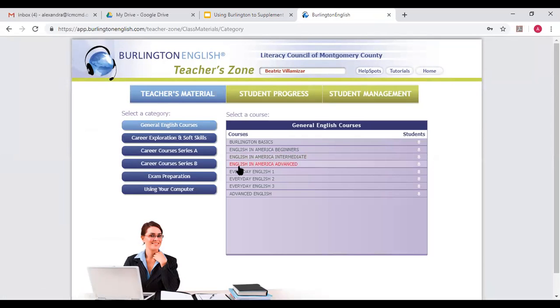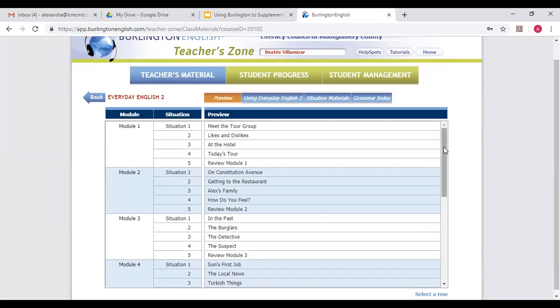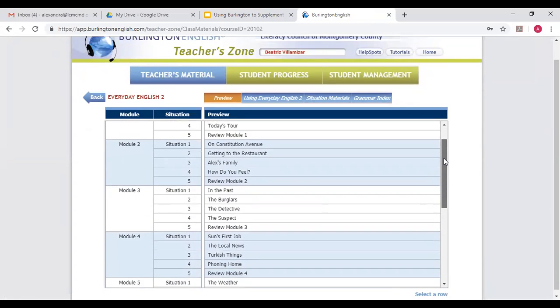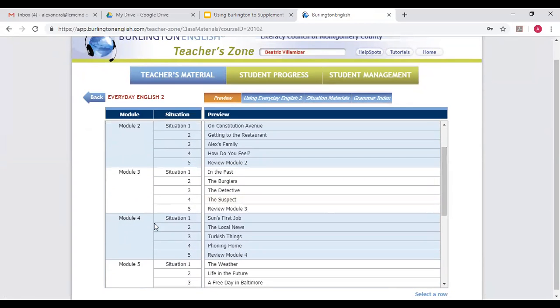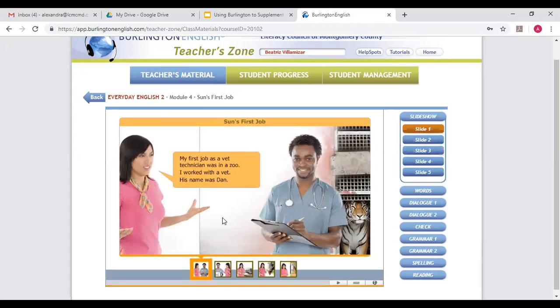So remember that I use Everyday English 2. So I'm going to click here, Everyday English 2. And remember that I found those activities in Module 4, which was Son's First Job. So again, Module 4, Situation 1, Son's First Job. Here you have a preview of what we did before with the software. So you are seeing exactly the same, but here it is by slides.